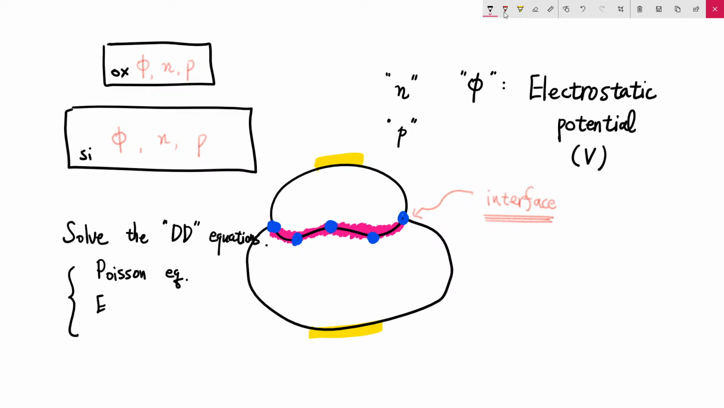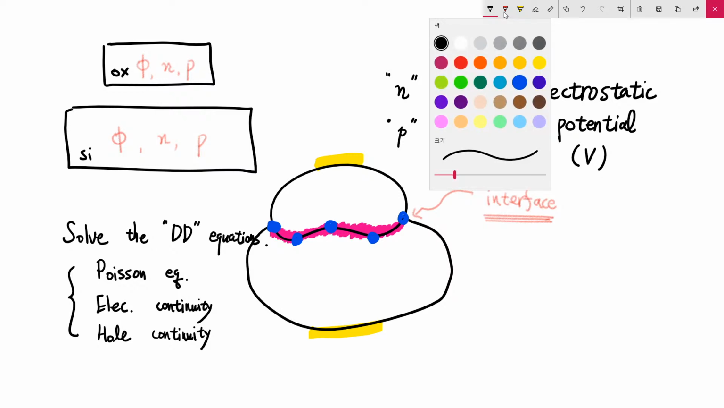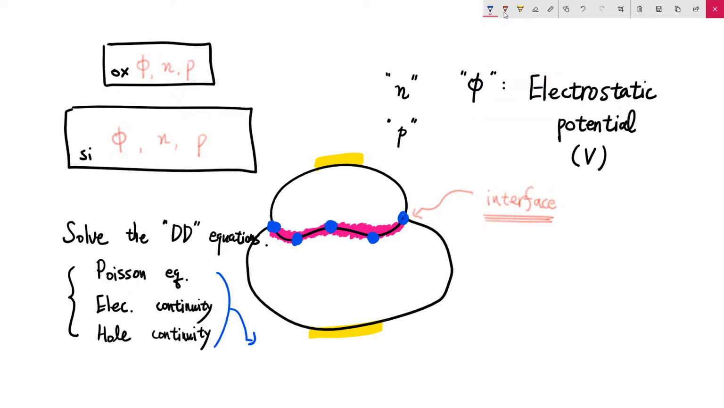and electron continuity, and also hole continuity. So the solutions of these equations are given as electrostatic potential and electron density and hole density.